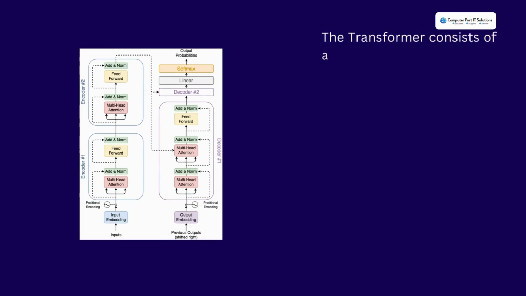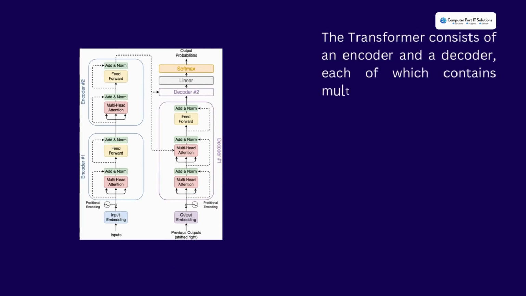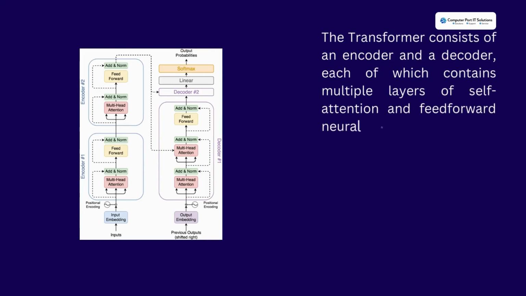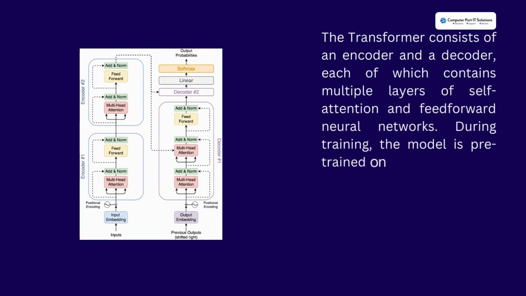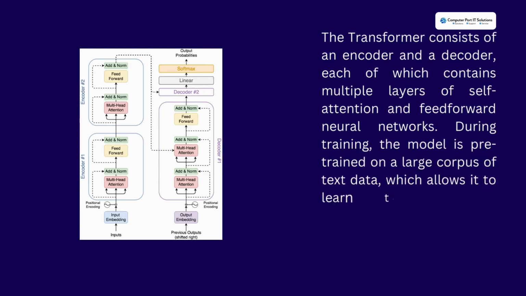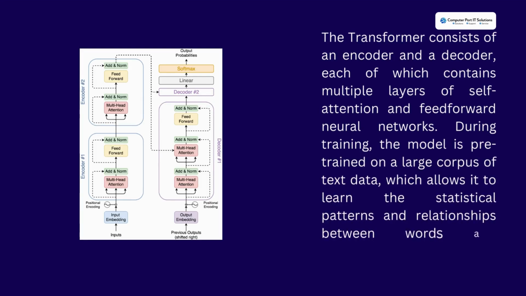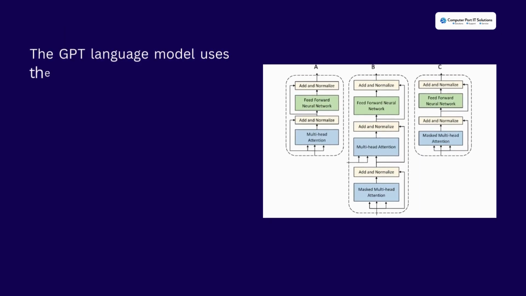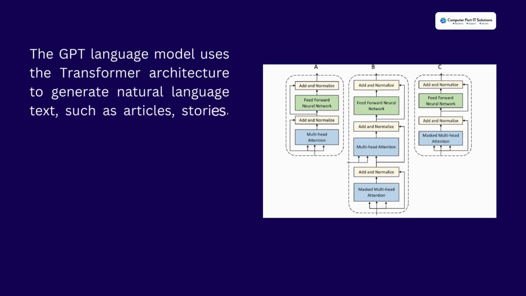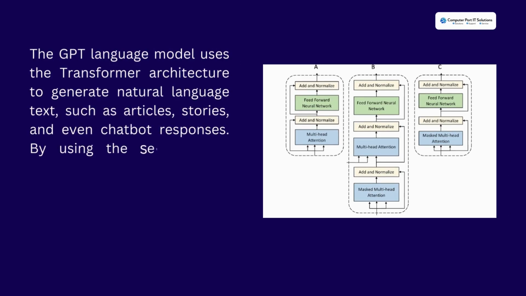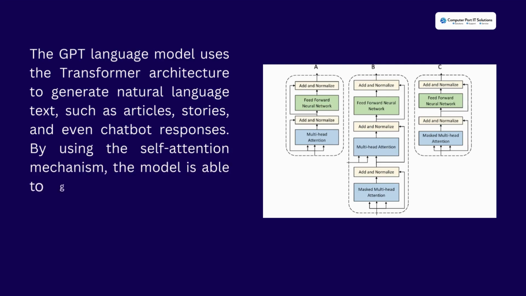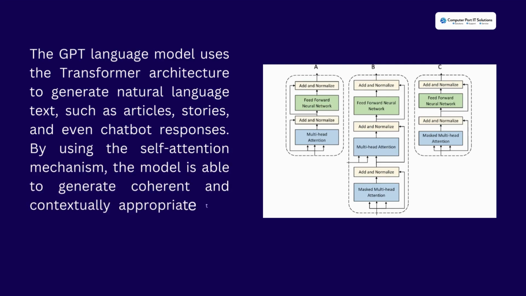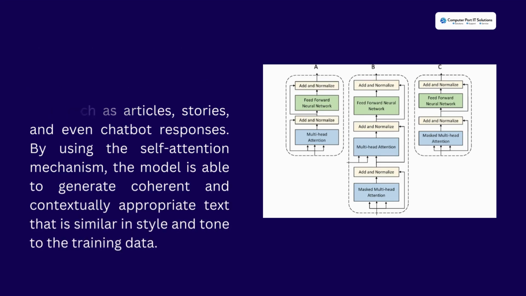The transformer consists of an encoder and a decoder, each of which contains multiple layers of self-attention and feed-forward neural networks. During training, the model is pre-trained on a large corpus of text data, which allows it to learn the statistical patterns and relationships between words and phrases. The GPT language model uses the transformer architecture to generate natural language text, such as articles, stories, and even chatbot responses. By using the self-attention mechanism, the model is able to generate coherent and contextually appropriate text that is similar in style and tone to the training data.